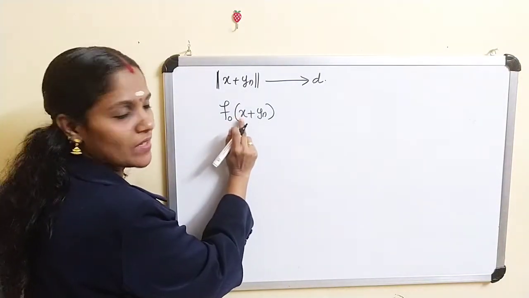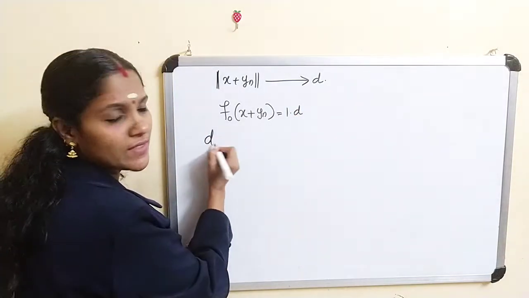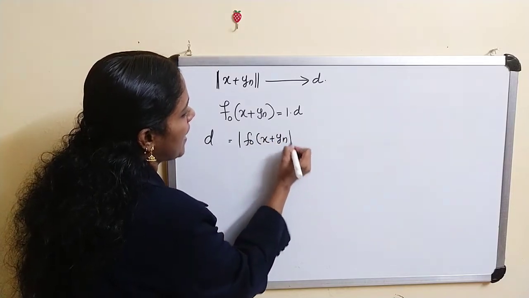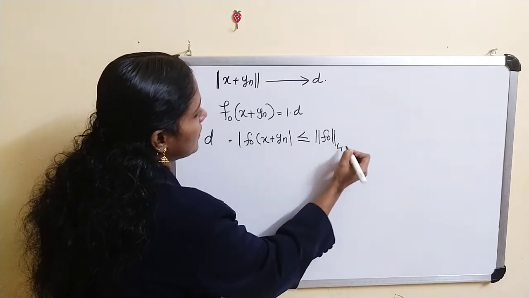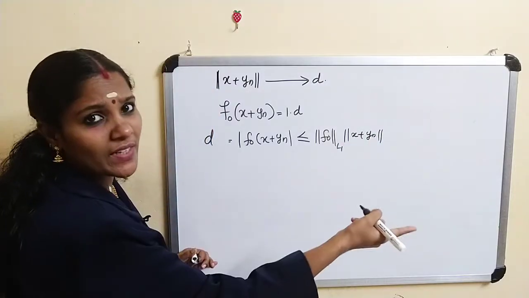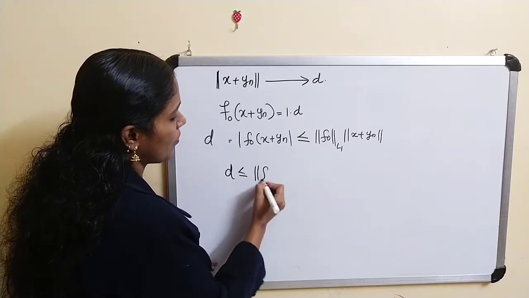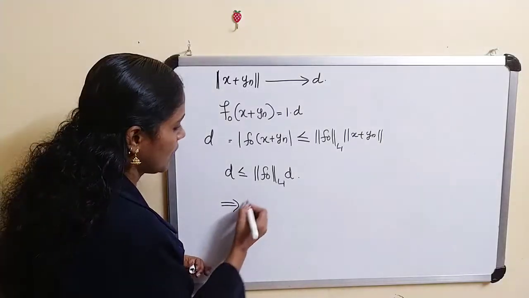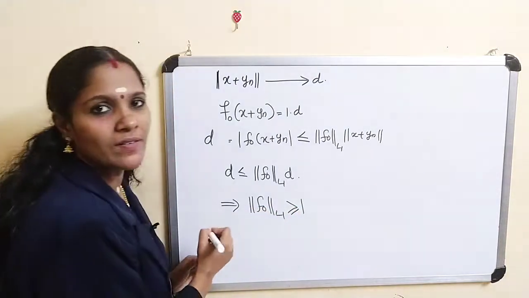Okay, for lambda here 1, and this is equal to 1 into D. Therefore D is positive. D is the same as modulus of f naught of x plus yn, and this is less than or equal to norm of f naught L1 and norm of x plus yn. But x plus yn converges to D. Thus we get D is less than or equal to norm of f naught L1 times D. This implies norm of f naught L1 is greater than or equal to 1.